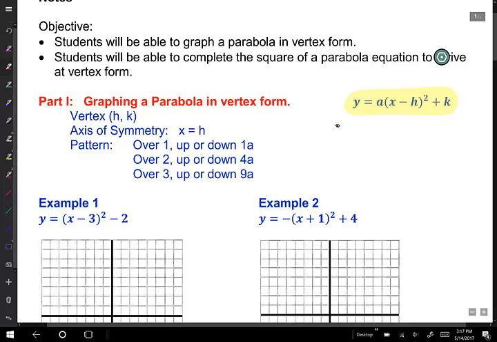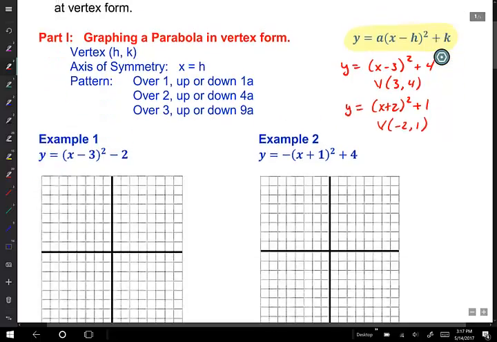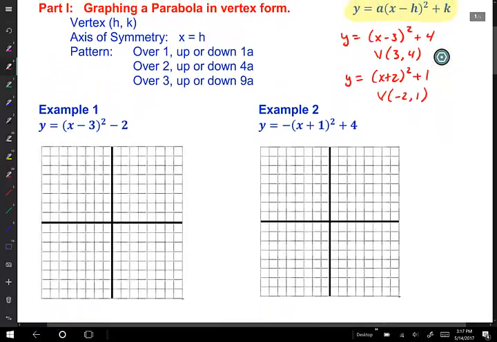So just a very quick example here. If we had y equals x minus 3 squared plus 4, the vertex would be 3, 4. If we had the equation y equals x plus 2 squared plus 1, the vertex would be negative 2, 1. All right, so let's just kind of graph these very quickly.